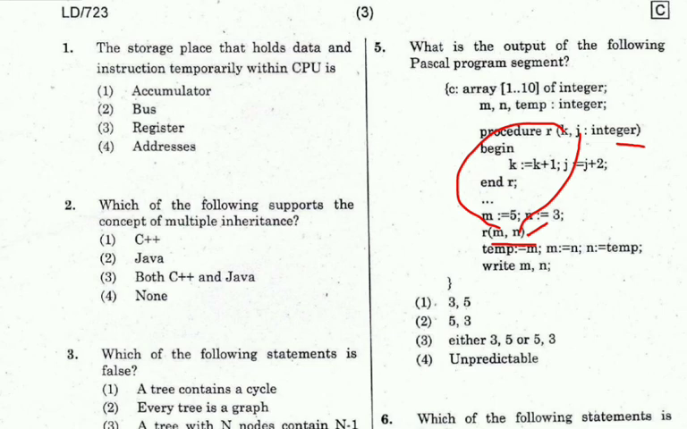Okay. So now temp equals m. The m value is 5. So temp is 5. Then m equals n, which means m will become 3, and n equals temp, so n will become 5. So here the values of m and n are swapped.